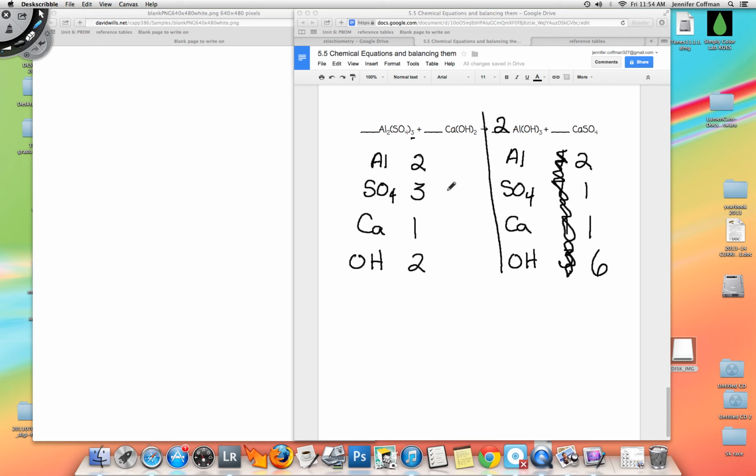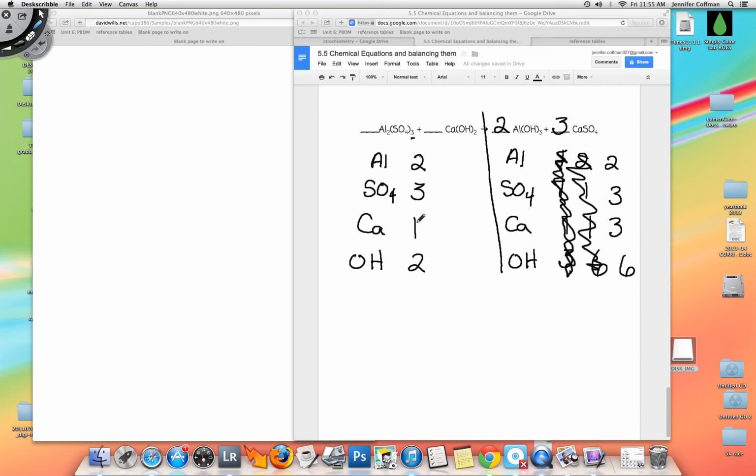I want 3 sulfates. So I'm going to put a 3 in front of the calcium sulfate. And then I'm going to recount everything. 2 aluminums, 6 hydroxides, 3 calciums, and 3 sulfates. Okay, moving down the list. Calcium and calcium. Now I'm going to work on the reactant side, because there's 1 calcium here and 3 calciums here. These guys are balanced. See, 2 and 2, 3 and 3.